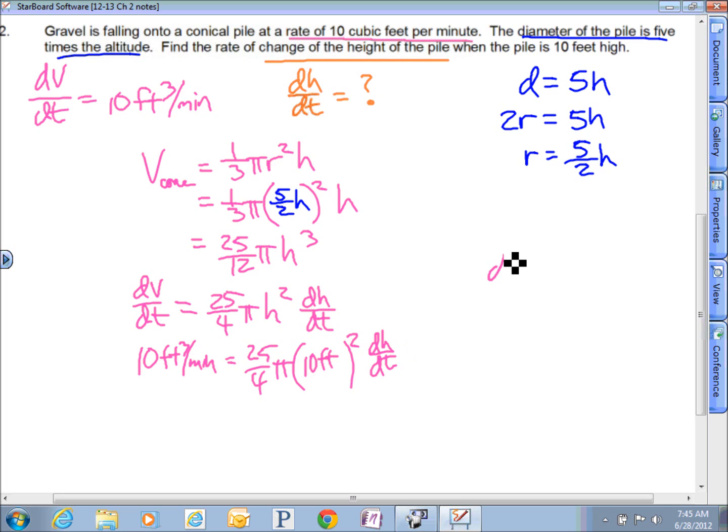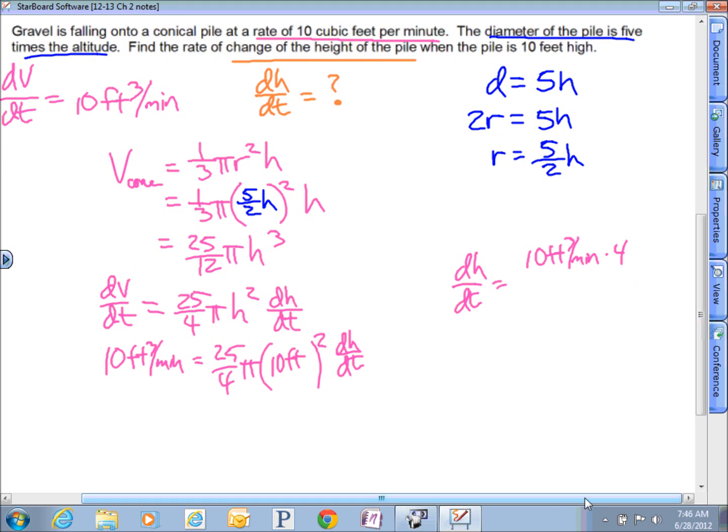So how about dh/dt? Make sure I don't mess this up. We've got a 10 on the top, 10 cubic feet per minute. We're going to have a 4 on the top with it. And then on the bottom, we're going to have a 25, a pi, and a 100 square feet. So as we're trying to figure out what our units are, let's see. Looks like square feet will cancel with cubic feet, and we'll end up with feet per minute, which makes sense because height would be changing in one dimension with length.